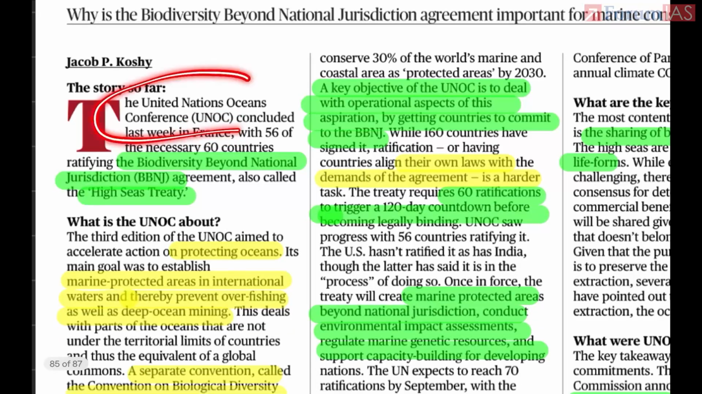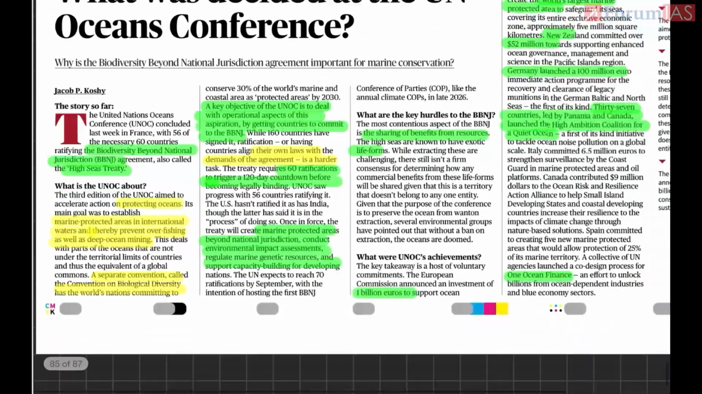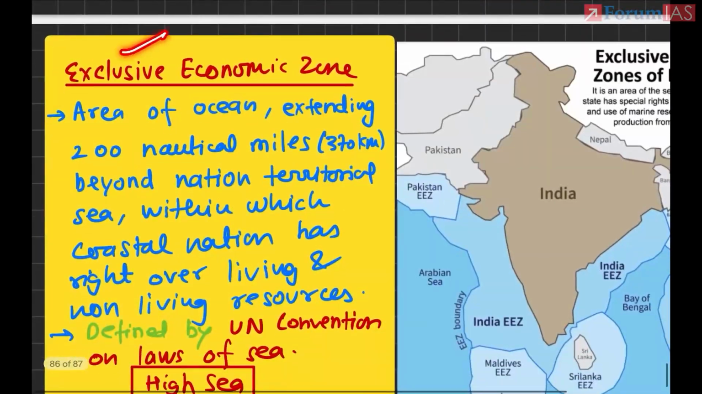This conference is about a treaty which is known as the High Seas Treaty. It is also known as Biodiversity Beyond National Jurisdiction. This is a keyword, national jurisdiction. What does it mean? There is a keyword that is used in this article, that is EEZ. Let us try to understand what it means. Exclusive Economic Zone.